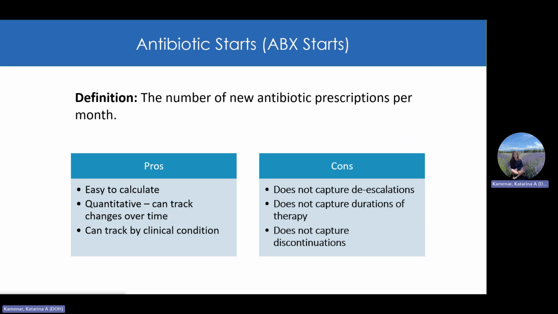The downside of antibiotic starts as an AU measure is that it won't capture efforts to shorten the duration of prescriptions. So it's not going to capture things like de-escalations and timeouts. Also, if you have large fluctuations in your resident population month to month, this measure won't be useful to track since the numbers will vary widely. You would, in that case, want to standardize it by your number of residents each month to help it track better from month to month.